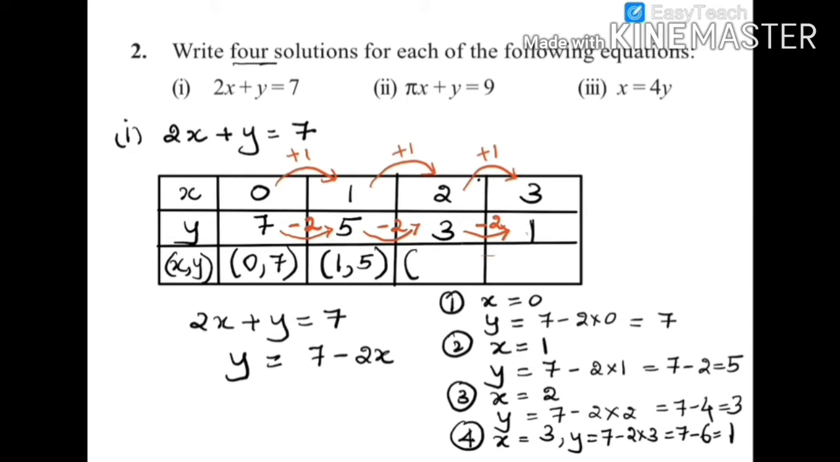So the corresponding ordered pairs are (2, 3) and (3, 1). This is how you are going to write down the solution set with 4 solutions in tabular form. You can show this working, but the final solution points should be shown in a table like this. Now if you find this increase and decrease relationship of x and y confusing, then you can drop that idea and simply substitute the value of x and find the corresponding value of y for every x.